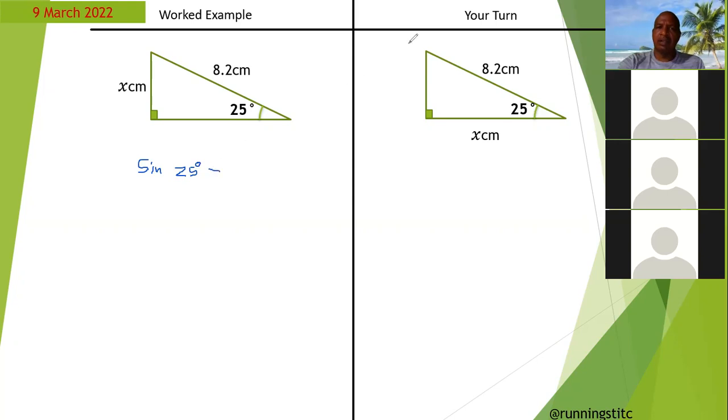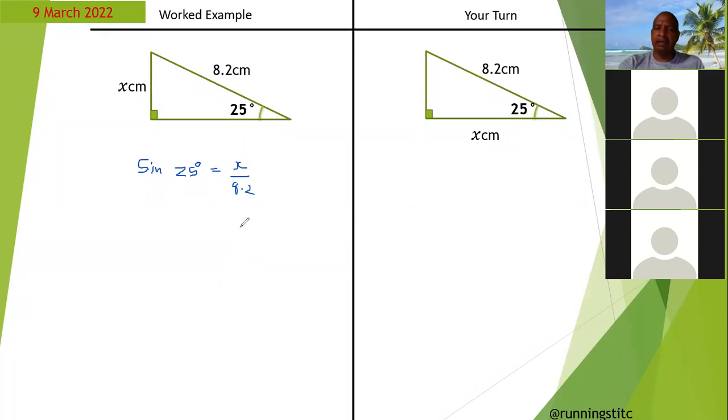Is equal to the side which is opposite, which is the x, over the hypotenuse, which is the 8.2. All right, guys. So once you have written this out, then your next step is to solve for x.